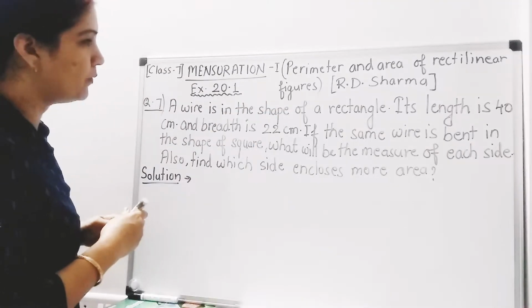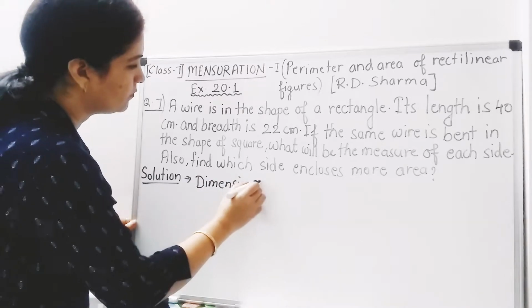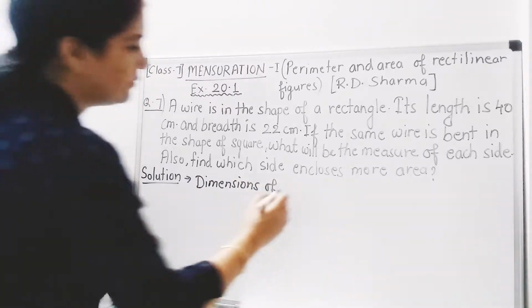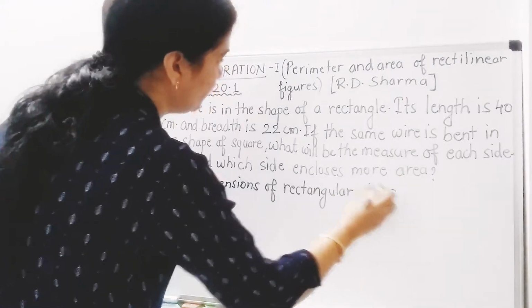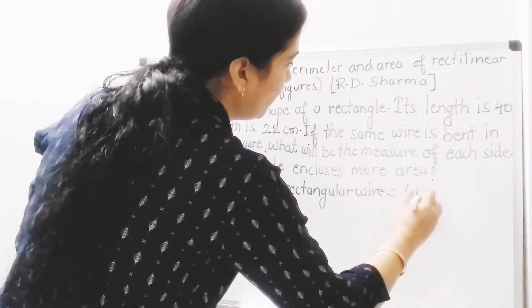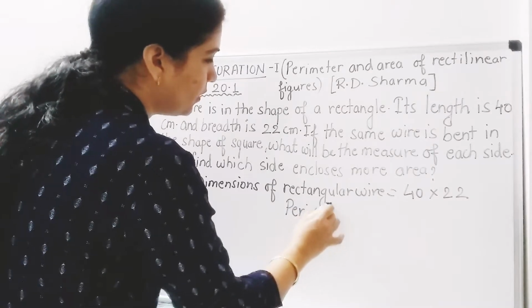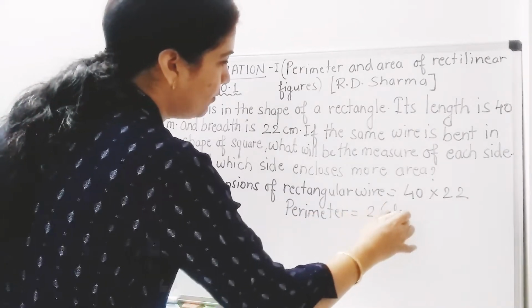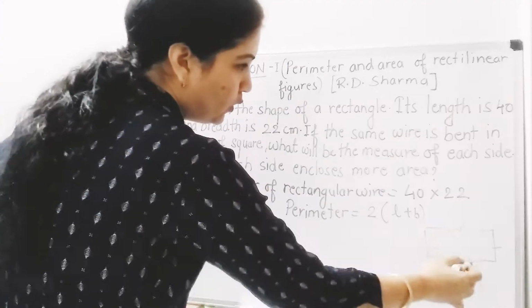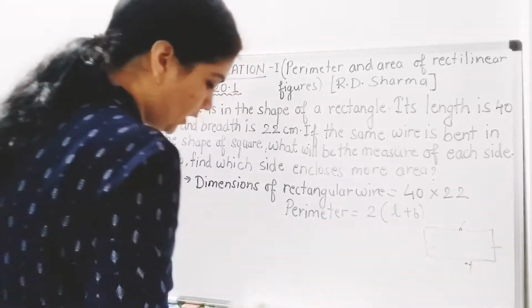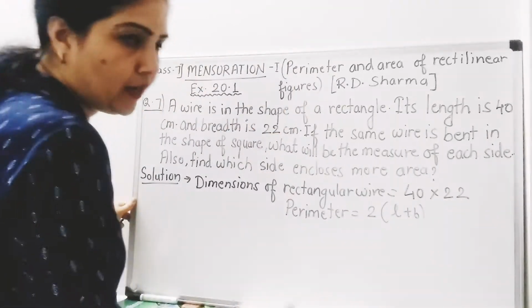Okay. So first we will find out the perimeter for the rectangle. So dimensions of the rectangular wire when it was in a rectangular shape is equal to 40 into 22. Okay. So the formula for perimeter is 2 into (L plus B). You know, when there is any shape, the perimeter is the sum of all the sides. So there are 2 lengths and 2 breadths. That's why we are writing 2 into (L plus B). It's not multiplied, it's plus always. When there is an area, then it will be multiplication.